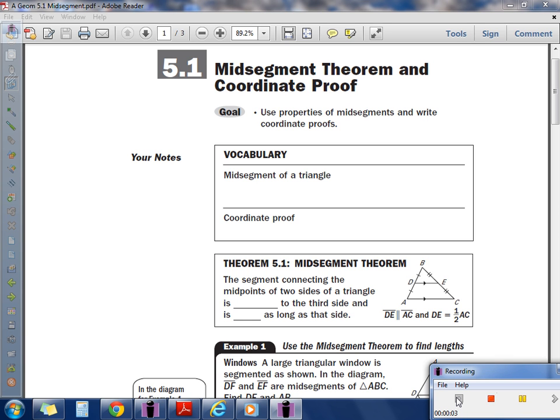All right, today's section is about using properties of midsegments and writing coordinate proofs.